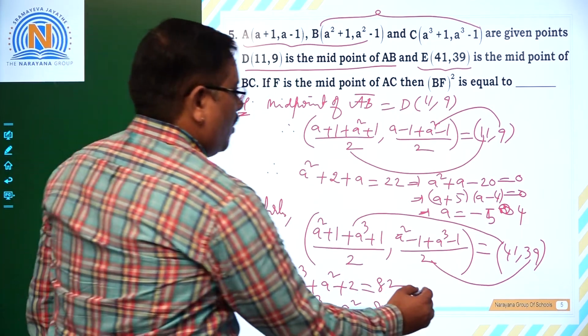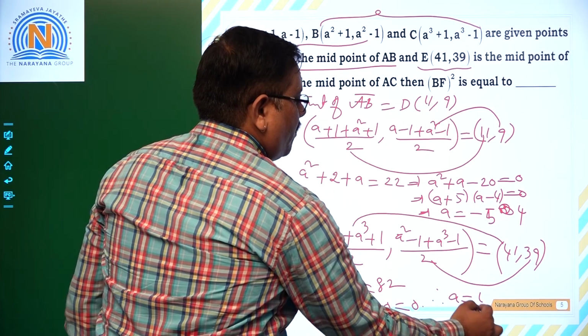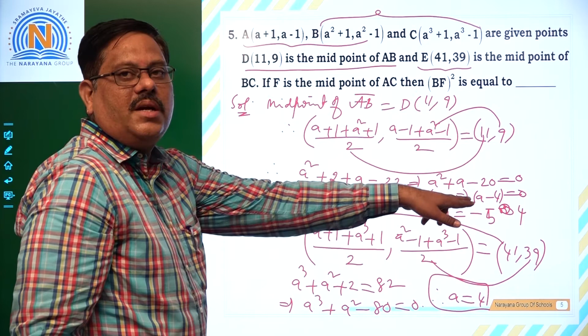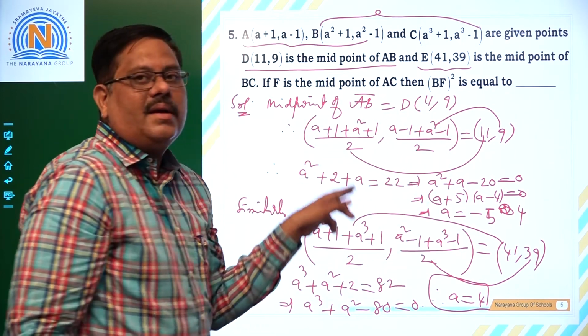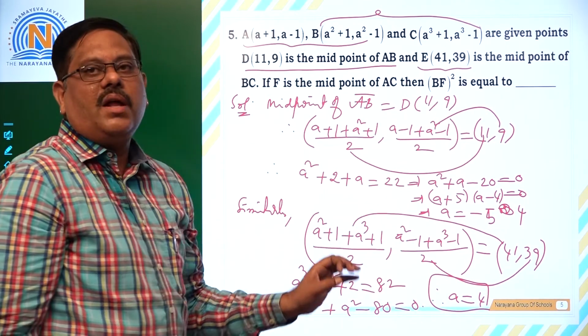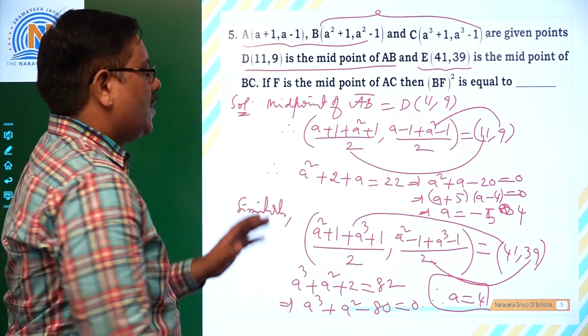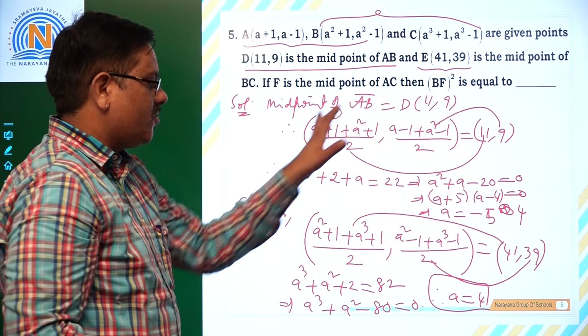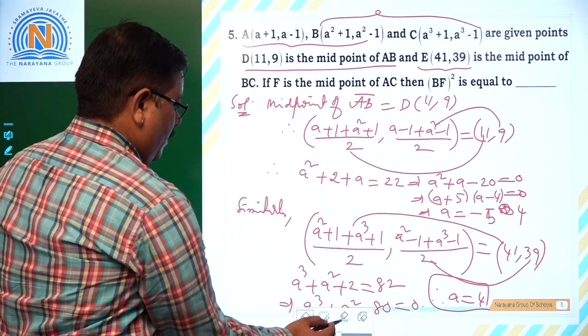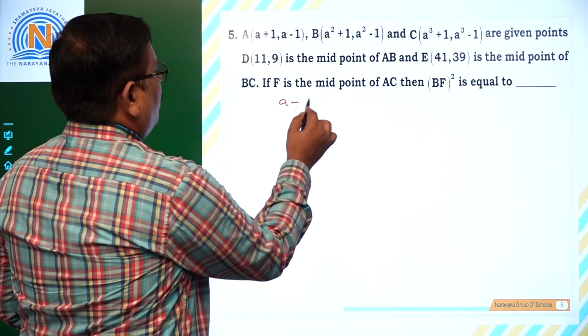So finally, what is the condition? a is equal to 4. That a is equal to 4 is satisfying this condition as well as this condition. So overall, I can consider the value of a as 4. Out of this information, the value of a is 4 for us, right? So the conclusion is that a is 4. Using this information, that's what I got. Now, a is equal to 4 for us.